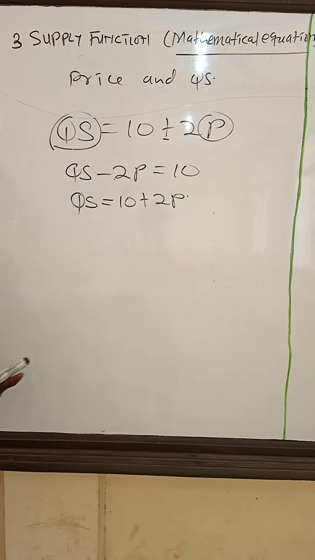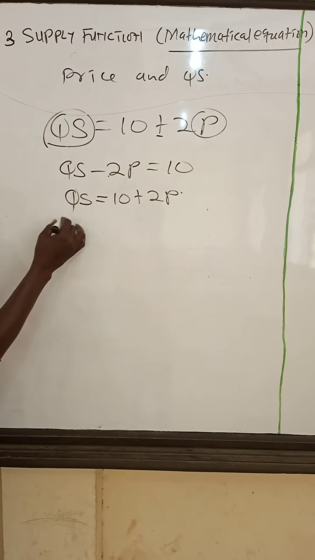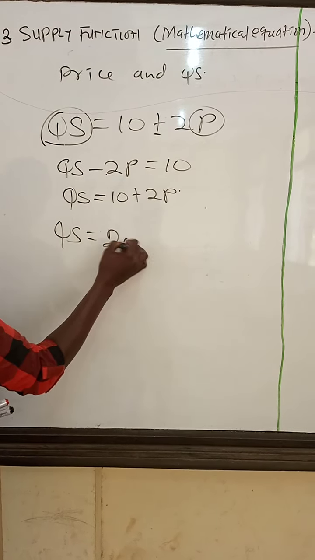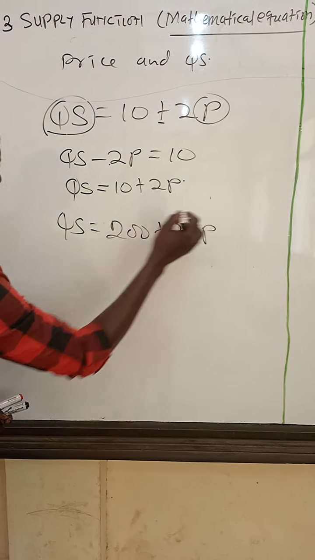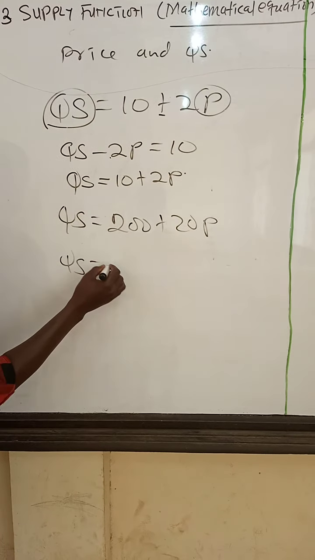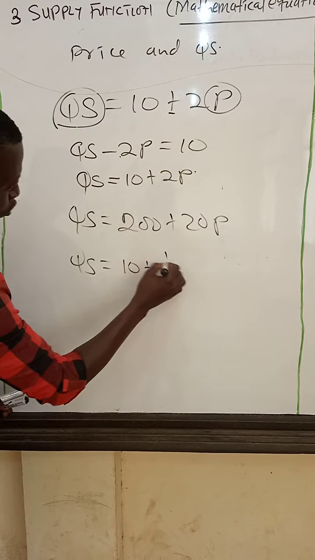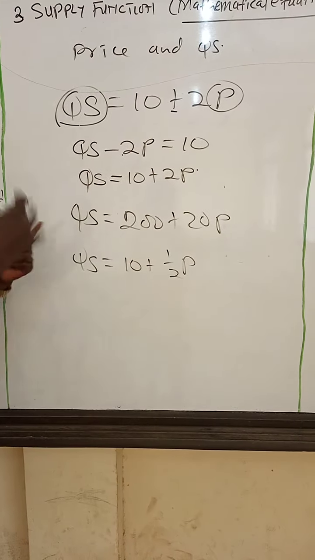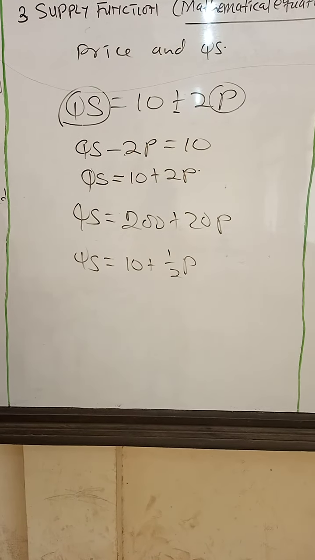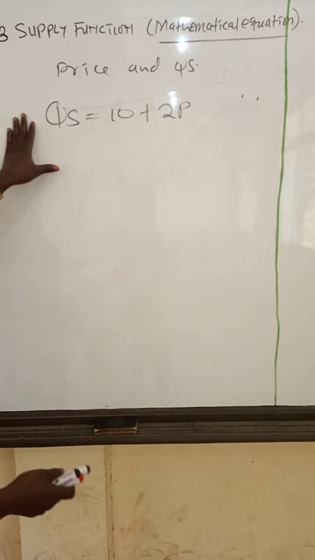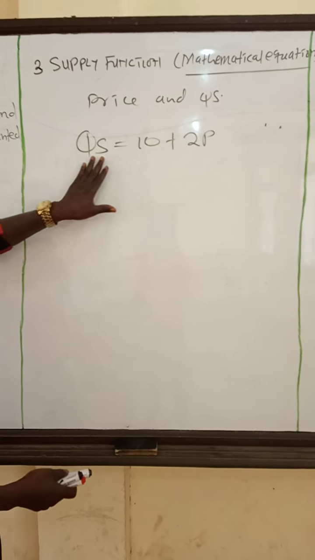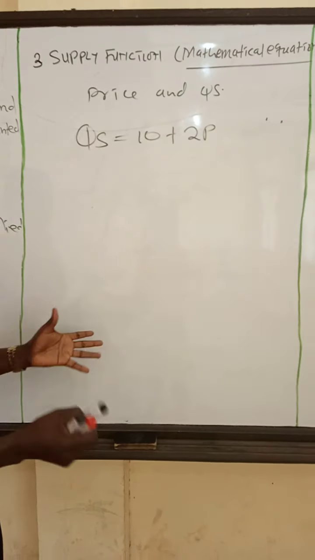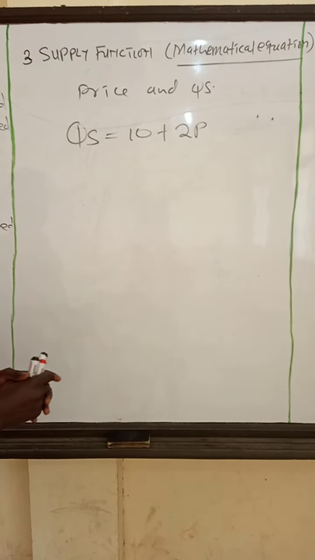I can have different types of supply function. I can have QS equals 200 plus 20P. I can have QS equals 10 plus 1 over 2P. I can have different types of supply function. So like I said earlier on, supposing this is our supply function, QS equals 10 plus 2P.